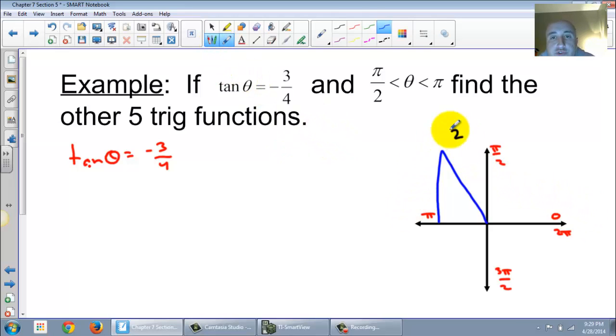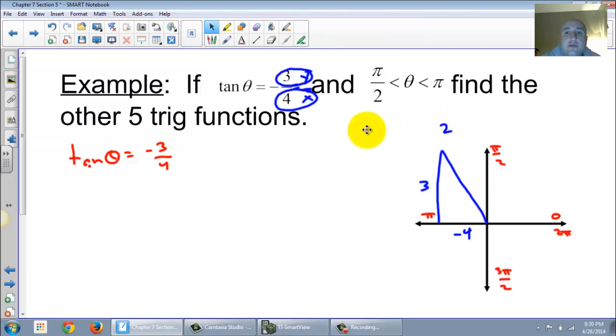Okay, so what do we know so far? What else do we know? We know 2 of our measures because they tell us the tangent. We also know that tangent is y over x. So our x value is 4, but we're going left, so it's negative 4. And our y value is 3, and we're going up 3, so it's positive 3. So what we need to figure out is our r value.